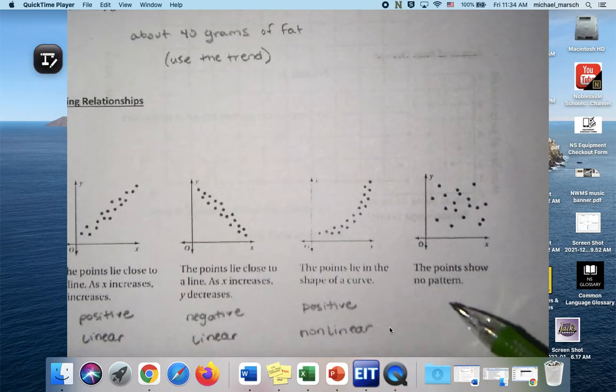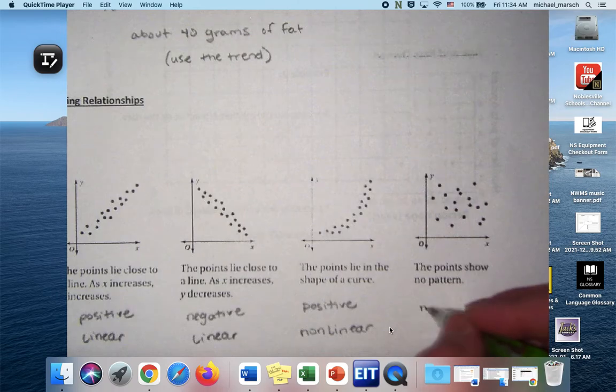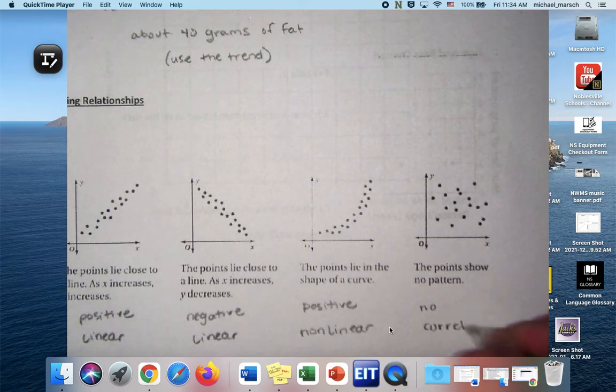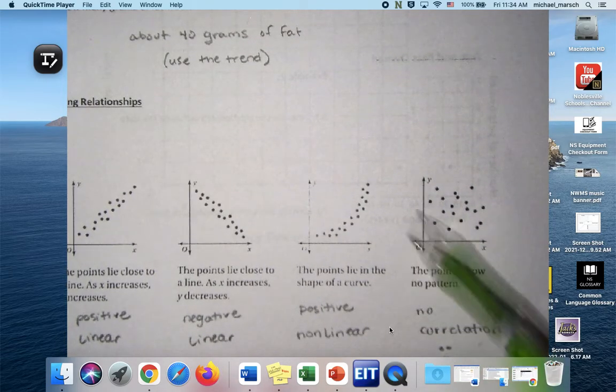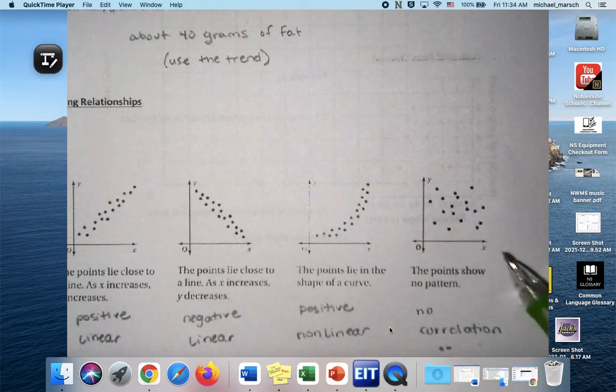The last one. This is special. No correlation. So what that tells us is whatever they're comparing here has no connection. Meaning there's no relationship between the two sets of data that they're comparing, right? So a perfect example of this would be your age and the number of siblings you have. Your age does not impact how many brothers or sisters you have.